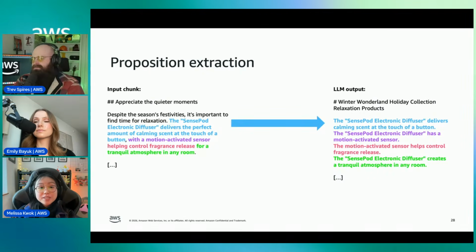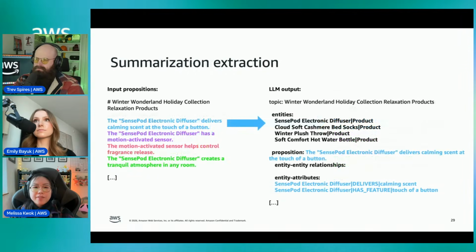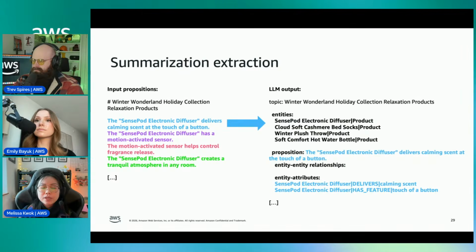Yes. So we said there's 2 LLM calls per chunk. The first LLM call is basically just doing this translation process of what we call proposition extraction. And then we're going to take those input propositions and do what we call extraction of summarization.